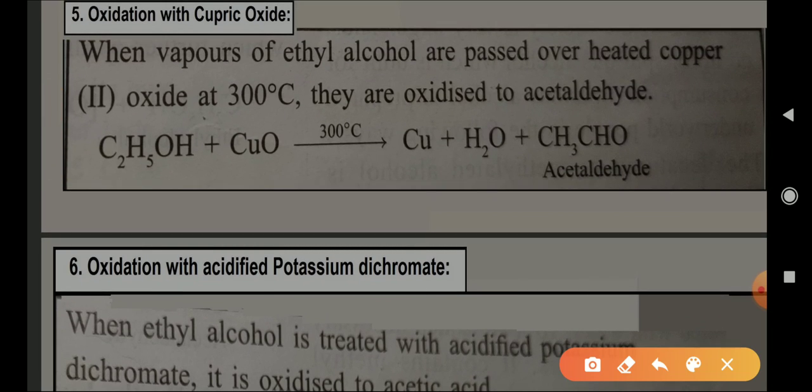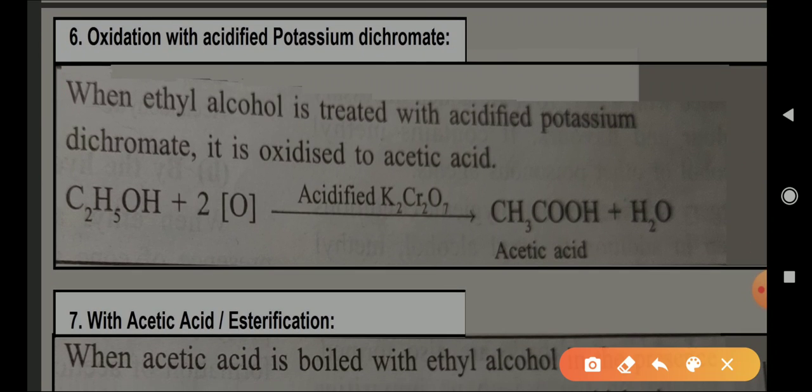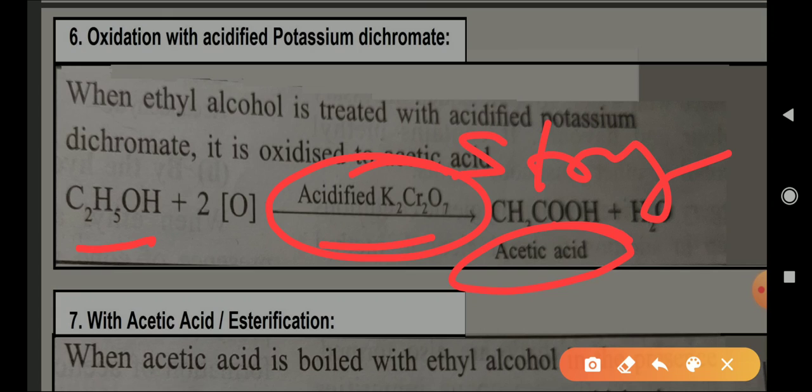So here this is ethanol with cupric oxide giving acetaldehyde, and ethanol with acidified K2Cr2O7 is going to form acetic acid. So here both of them are oxidizing agents, but this one is strong and the previous one is mild.